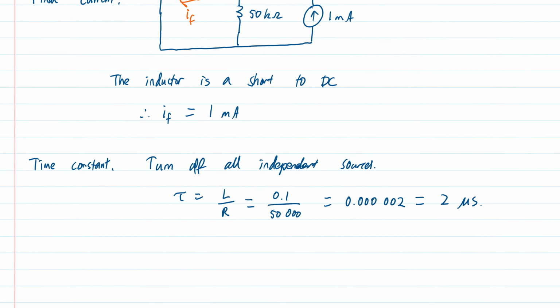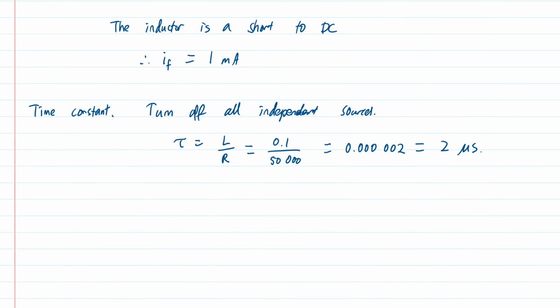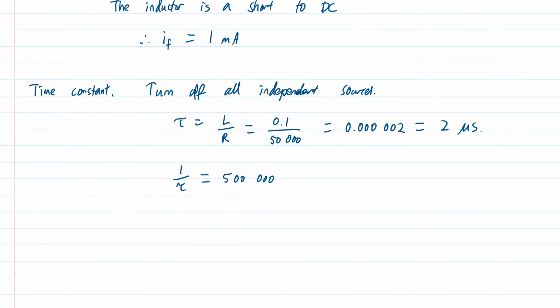Sometimes it is convenient to calculate what is 1 divided by the time constant. So 1 divided by the time constant is going to be just 500,000. And the reason why that is convenient is that that's what we put in our exponential. So therefore, we can write out the final value for our transient.